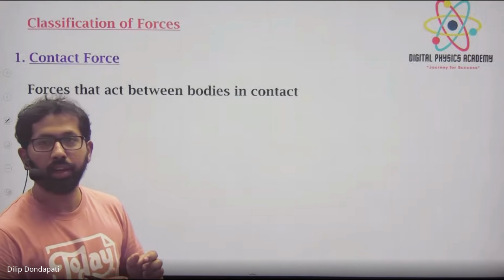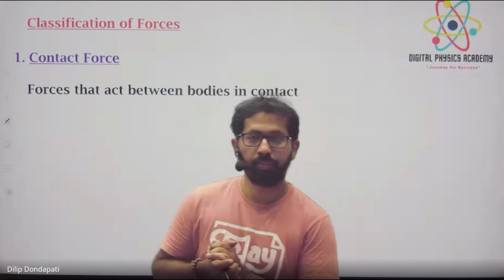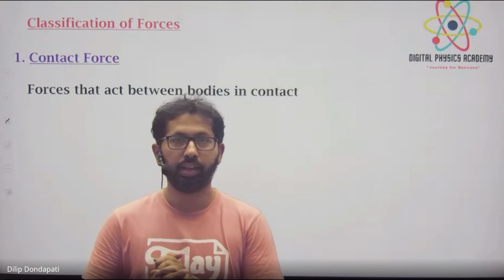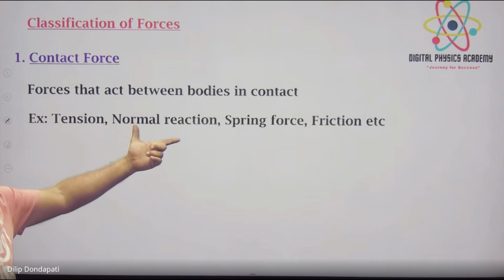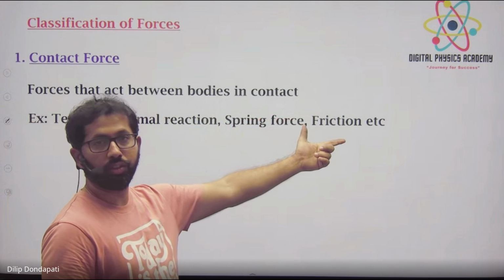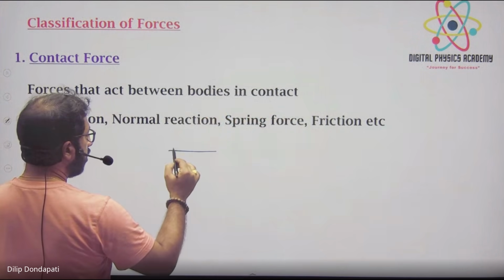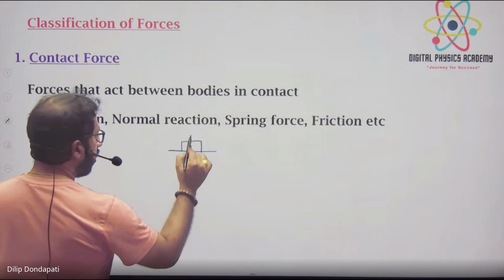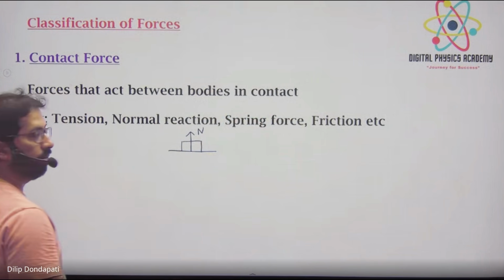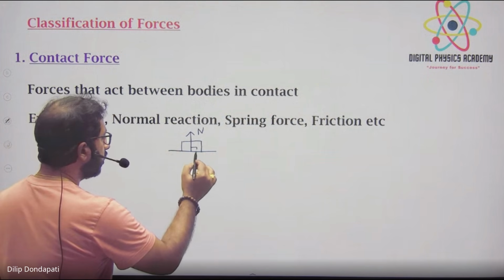Can you give examples where two bodies are in contact, some examples of contact forces? Tell me. Sir, friction. Next. Sir, tension force, normal reaction force, spring force, and friction force. All will be coming. Normal reaction force, you know, right? Suppose on this table I put one book. Some force is acting on the book. That is normal reaction. In free body diagrams we will see in detail. But normal reaction is always perpendicular to the surface.